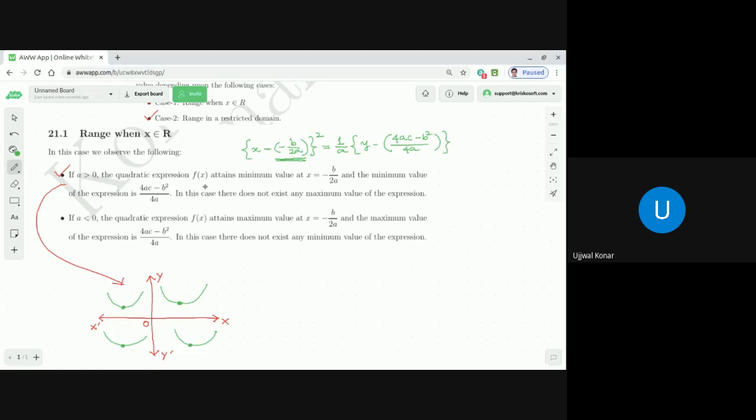Why? Because when you put x equal to minus b by 2a, what is the value of y you are going to get? That will be (4ac minus b²) by 4a. That you can compute, right? Because if you put x equal to minus b by 2a, the left hand side here will be 0, and you get y equal to (4ac minus b²) by 4a. All of you understood? Anyone has any difficulty in understanding, dear students?